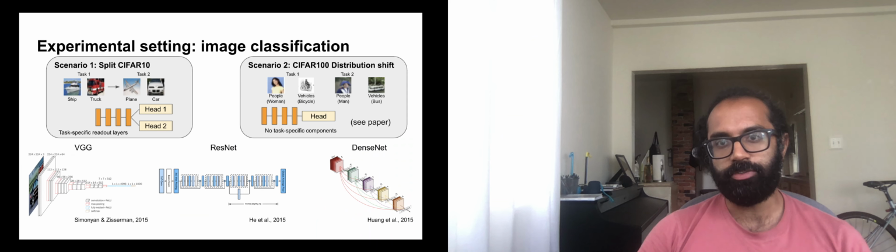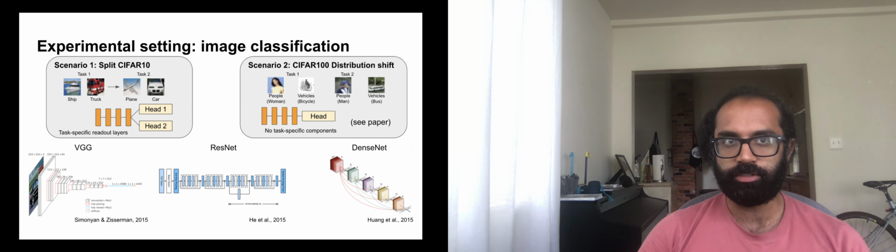The second setup, using the CIFAR100 dataset, is designed to mimic input distribution shift. Here, each task consists of classifying between CIFAR100 superclasses, like people or vehicles. But when we switch tasks, the subclass corresponding to each superclass is changed. For example, the vehicles images switch from being bicycles to buses. Here, we use a single head setup, as the task identity is not known by the network.